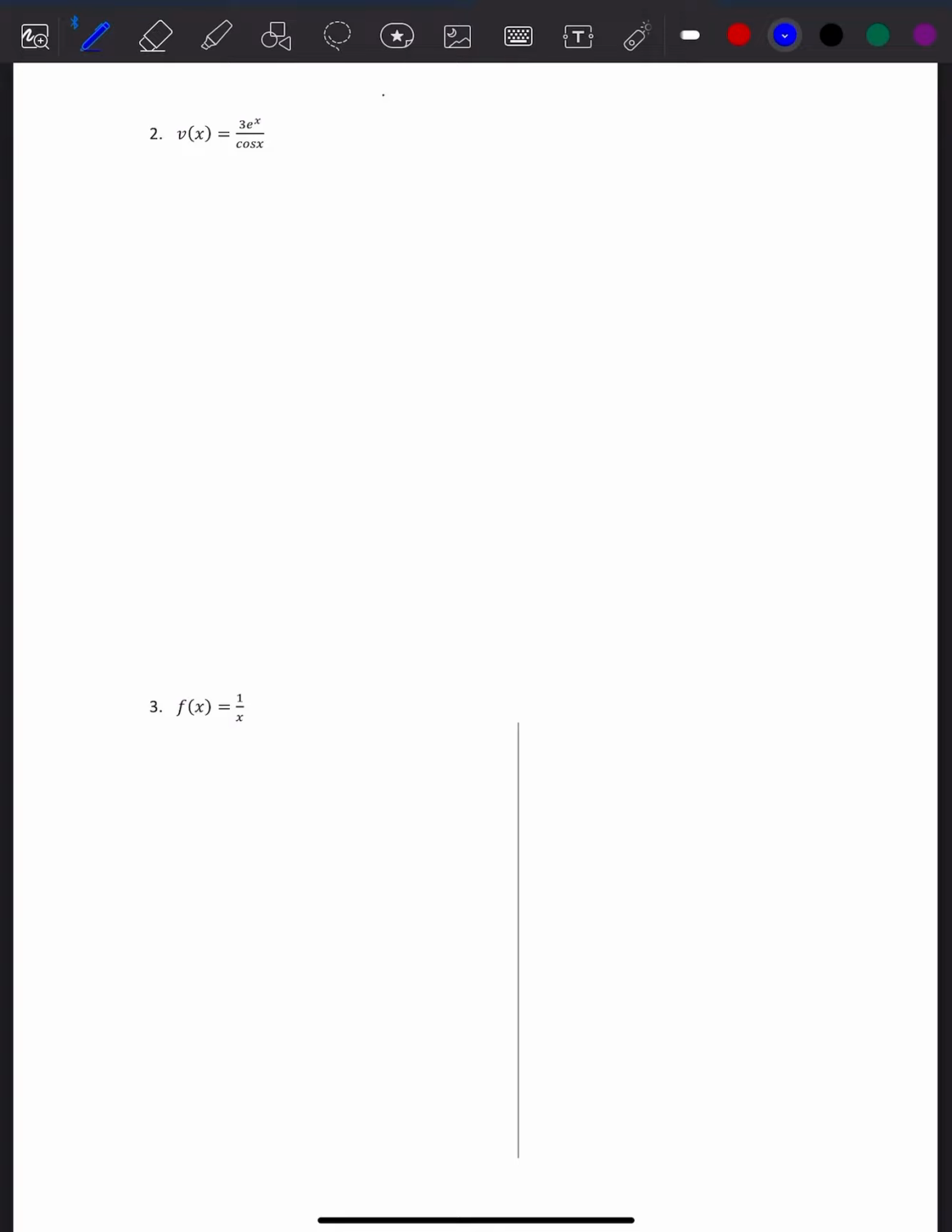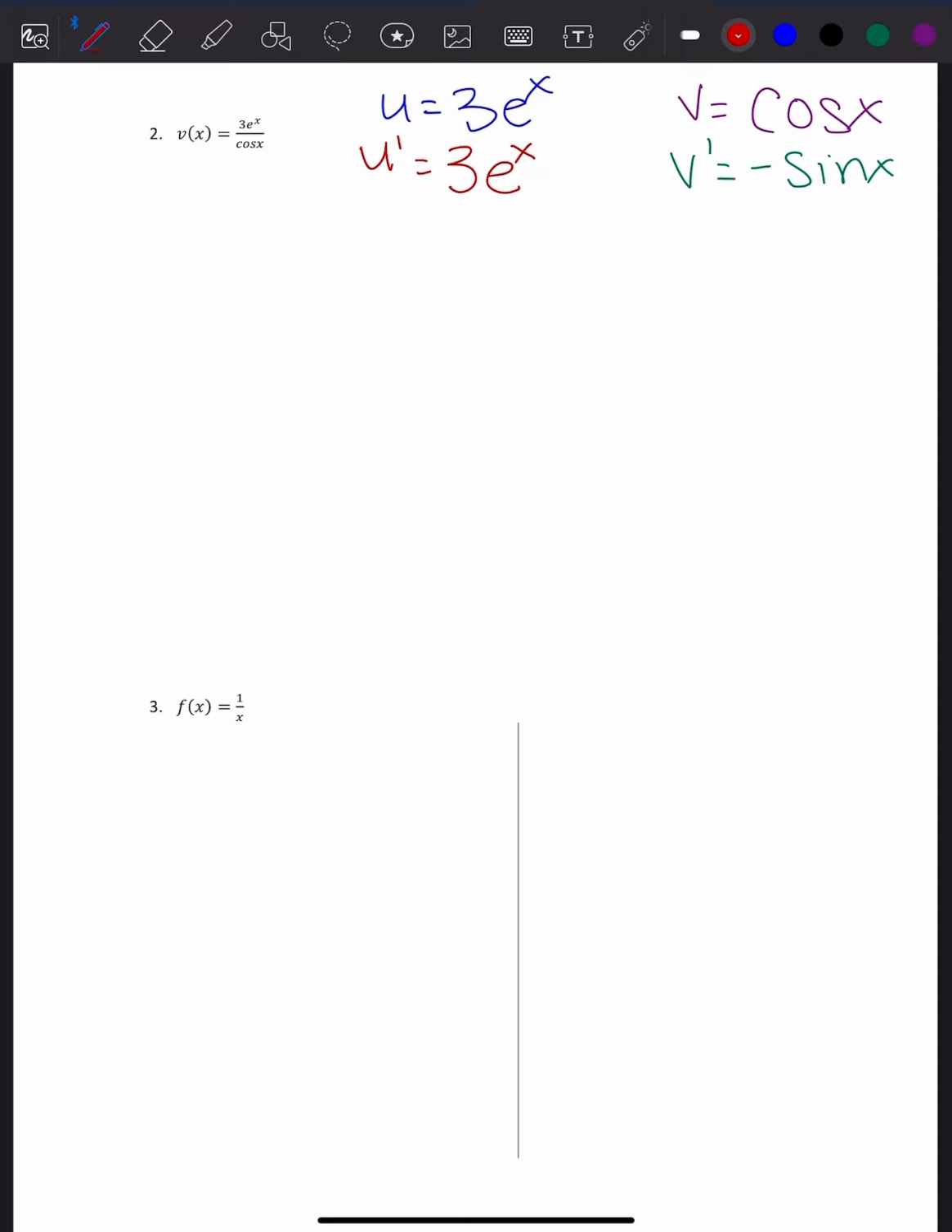So u is the thing on top, v is the thing on the bottom. So cosine of x is the denominator, 3e to the x is our numerator. The derivative of cosine, so v prime, is negative sine of x, and the derivative of u is 3 times the derivative of e to the x, and the derivative of e to the x is e to the x, so 3e to the x.